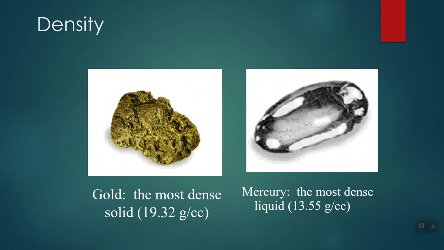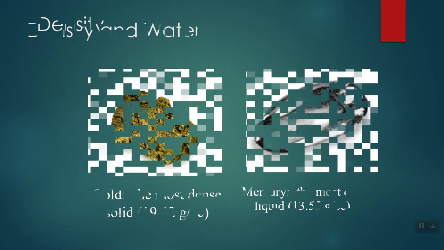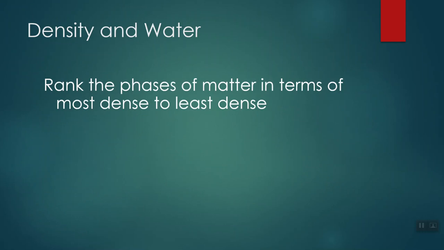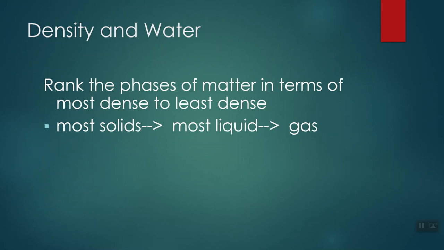So, just some facts for you. Gold is the most dense solid. It's 19.3 grams per milliliter. While mercury is the most dense liquid that we know. It is 13.55 grams per milliliter. Rank the phases of matter in terms of the most dense to the least dense. Well, for most substances, it's going to be solid is the most dense, then liquid, then gas.